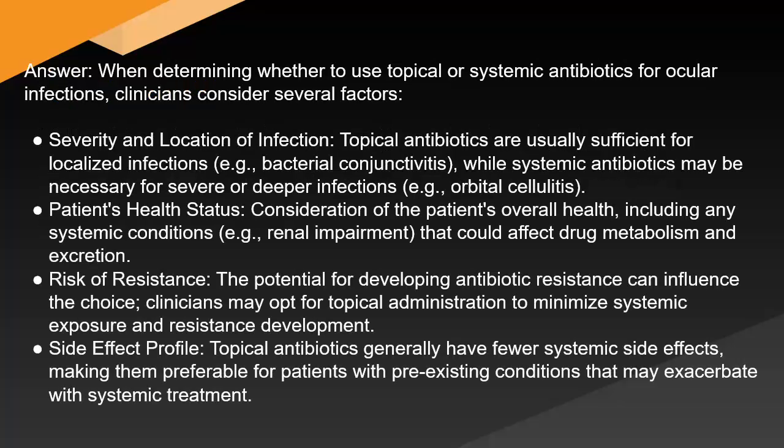Answer: when determining whether to use topical or systemic antibiotics for ocular infections, clinicians consider several factors. Severity and location of infection. Topical antibiotics are usually sufficient for localized infections, e.g., bacterial conjunctivitis, while systemic antibiotics may be necessary for severe or deeper infections, e.g., orbital cellulitis. Patient's health status. Consideration of the patient's overall health, including any systemic conditions, e.g., renal impairment, that could affect drug metabolism and excretion. Risk of resistance.